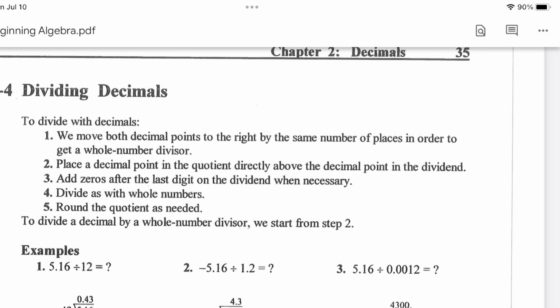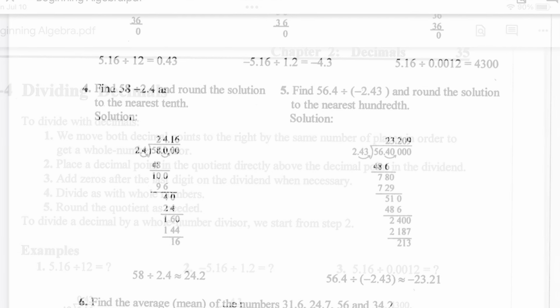To divide a decimal by a whole number divisor, we start from step 2. I will now demonstrate the examples for you, as that might be easier for you to follow.